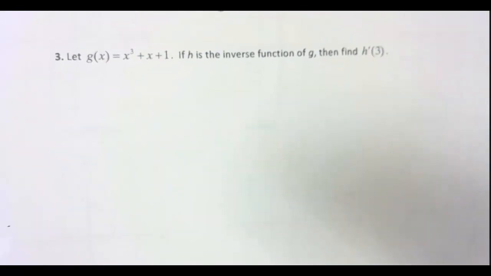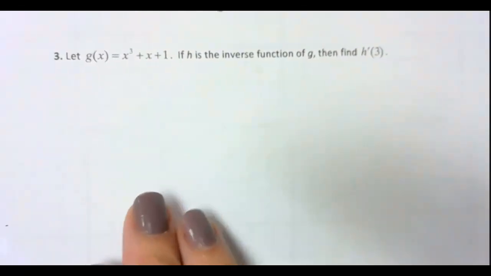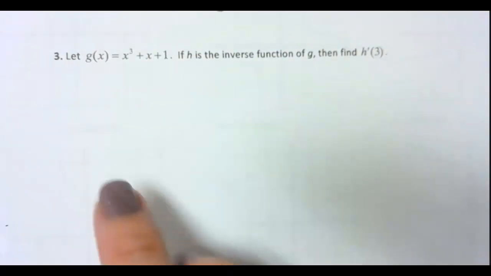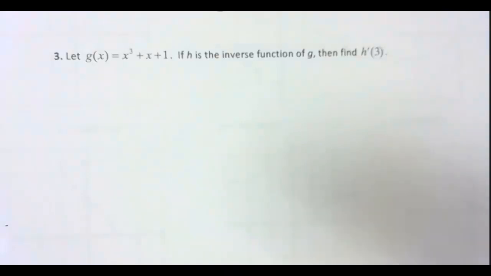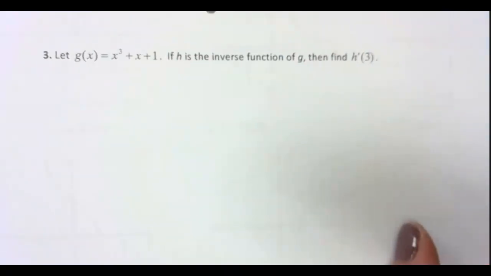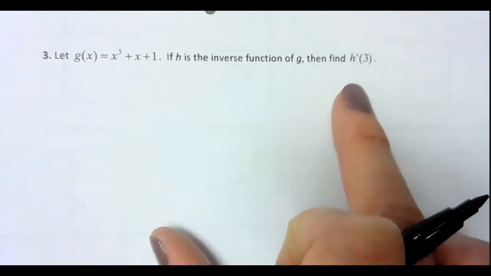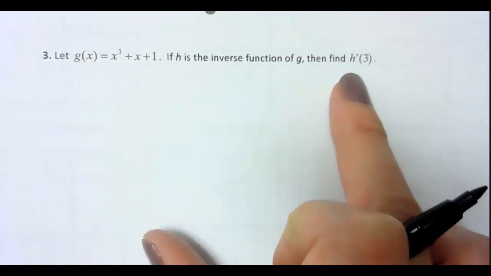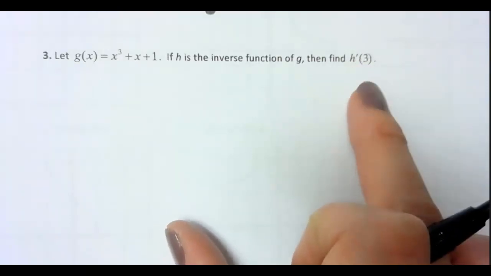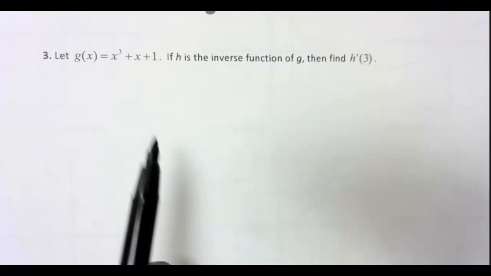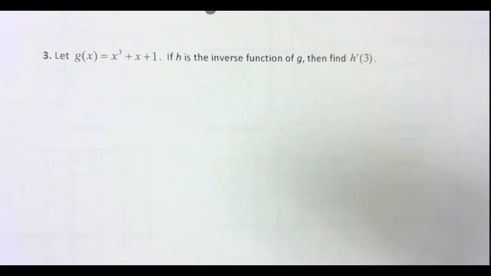Okay, let g of x equal x cubed plus x plus 1. If h is the inverse function of g, then find h prime of 3. So again, h is the inverse of g. Find h prime of 3. So again, what that's saying is, when does this original function equal 3?